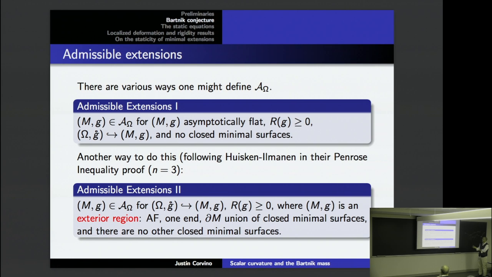Again, there's another way to define admissible extension. This is from Huisken-Ilmanen in their Penrose inequality paper. So define an extension to be an exterior region. So take an asymptotically flat space with one end, and the boundary is allowed to be a union of closed minimal surfaces, as you have in the Penrose inequality, with no other closed minimal surfaces in the space. Okay, so you've got your domain in there, and the asymptotically flat manifold could have some boundary components that are minimal, right? And then those could contribute to the mass of the extension. So that could be your admissible space.